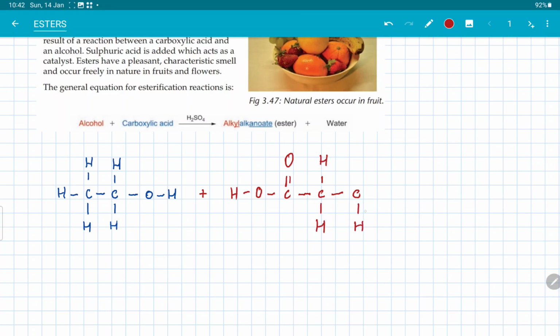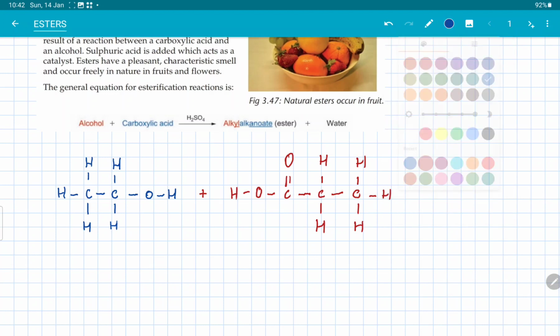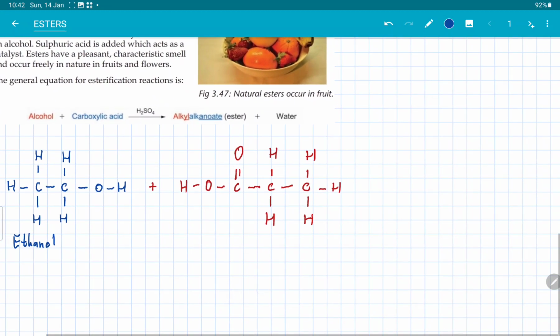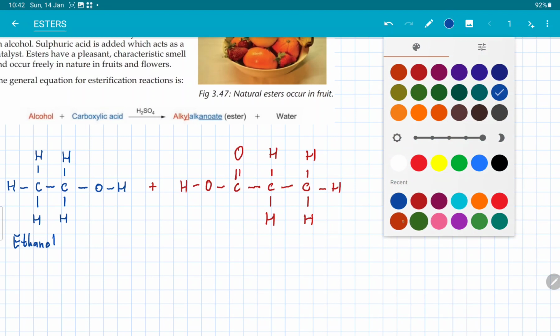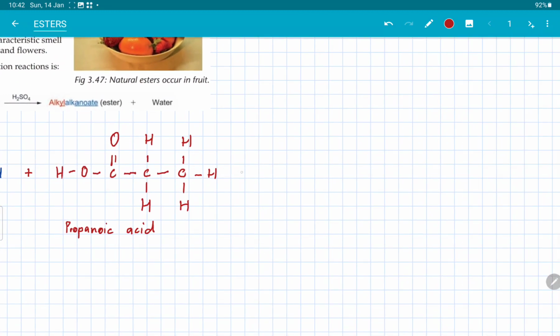Let me write those names so that we can remember. That is ethanol. That is propanoic acid. And then our product, you will notice sometimes you lose space, so you will need to reduce your writing.